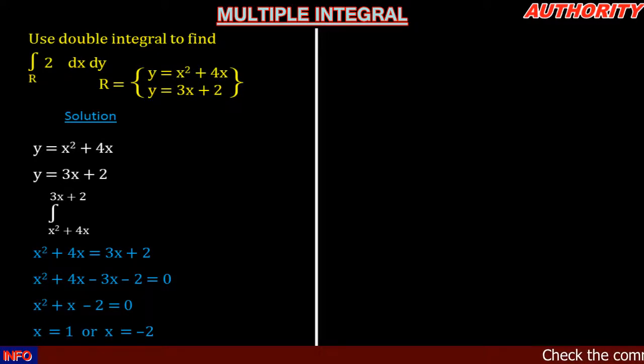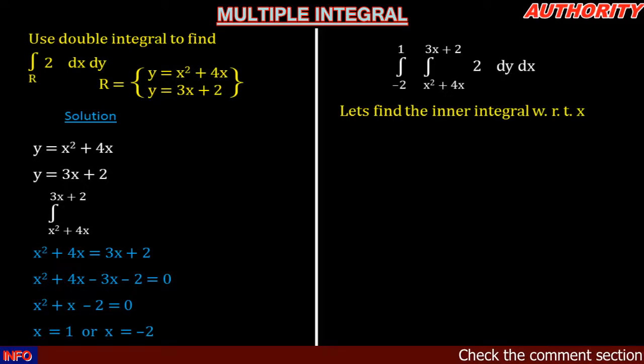So that means we're going to have the integral from minus 2 to 1, and the integral from x squared plus 4x to 3x plus 2 of 2 dy dx. The integral from minus 2 to 1 is for dx, and the integral from x squared plus 4x to 3x plus 2 is for dy. Now here we have the inner integral and the outer integral. Let's take the inner integral first.